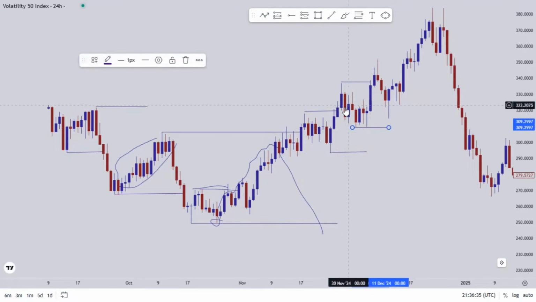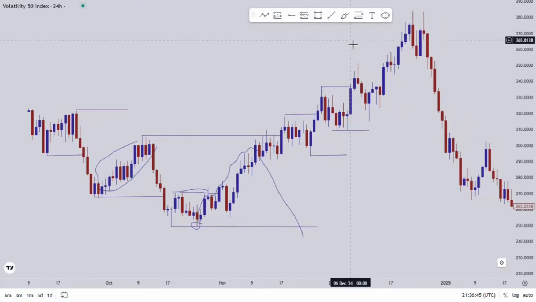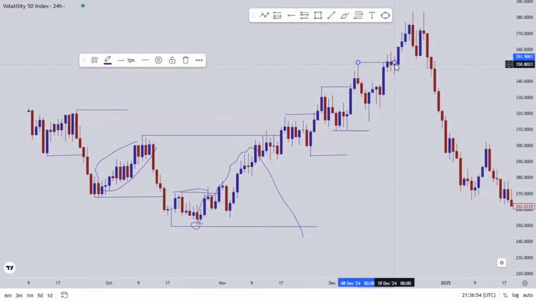Can you see how we're mapping? Before we confirm a valid higher low, there must be a break of structure. Before a valid higher low is confirmed, there must be a break of structure. Look at here, the market pulled back all the way to this place and went to break above this particular level you are seeing here.